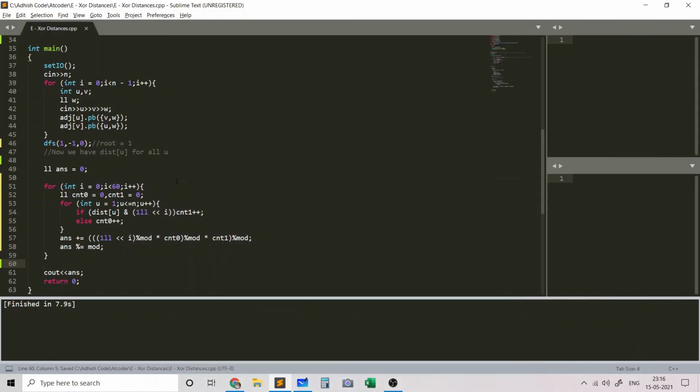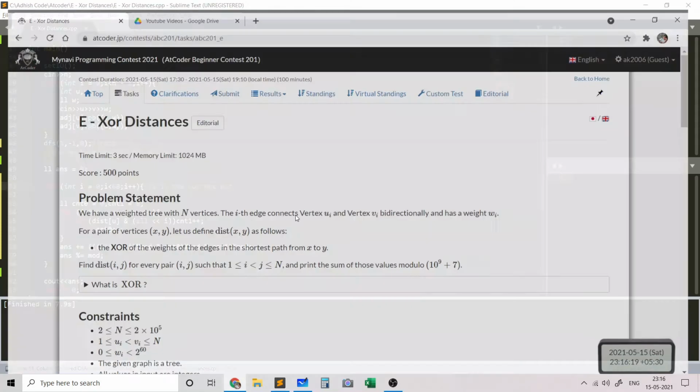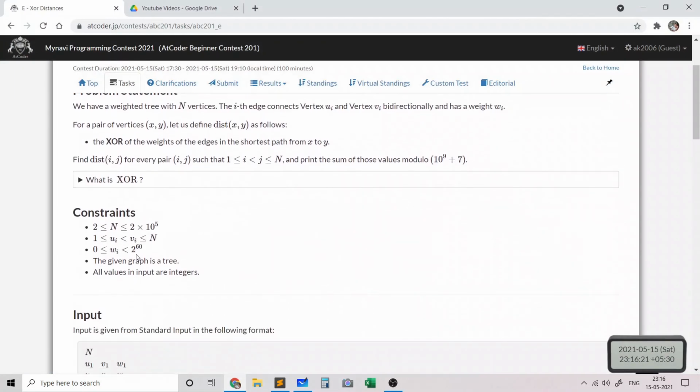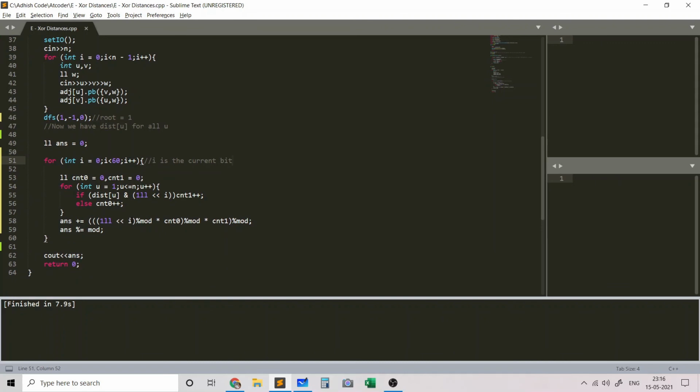Then this is the main function which takes care of the last part, in which we compute the contribution of each bit. So for all i, which is the current bit, from 0 to 60. The reason why I go from 0 to 60 is because the weights can go up to 2 to the 60, and hence the maximum possible value of i will be 2 to the 60.